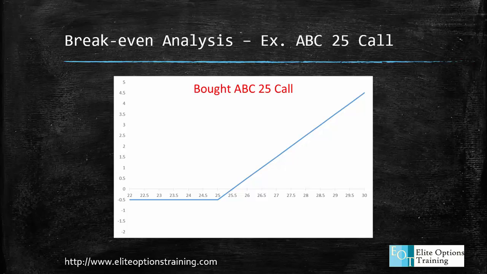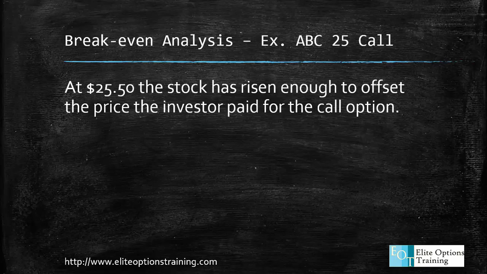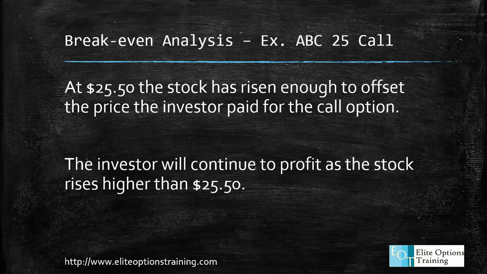Between $25 and $25.50, you have that option beginning to gain some intrinsic value. At $25.50, we have already gained enough intrinsic value on the stock move to cover our 50 cents per share that we paid for the option, and now that option will continue to grow as the stock price increases. So at $25.50, the stock has risen enough to offset the price the investor paid for the call option. The investor will continue to profit as the stock rises higher than $25.50.